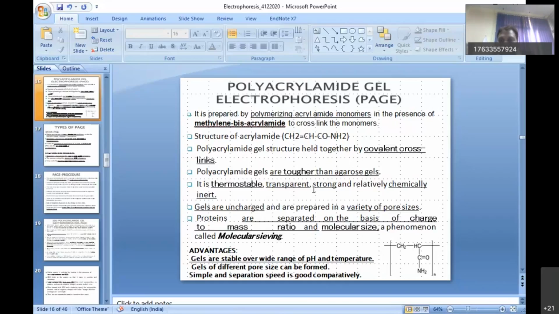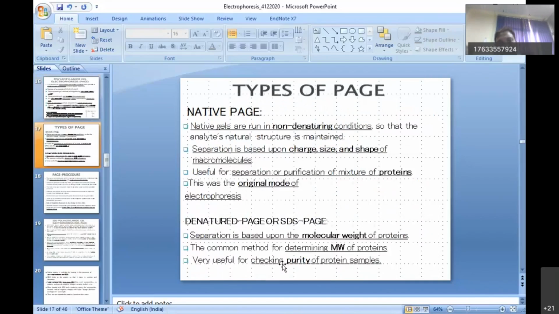It is thermostable, transparent, strong, and relatively chemically inert. Gels are unchanged and are prepared in a variety of pore sizes. So similarly, like agarose, you can change the pore size by using different concentrations of the polyacrylamide gel. The advantage of this gel is that it is stable over a wide range of pH and temperature. Gels of different pore size can be formed, and sample and separation speed is comparatively good.